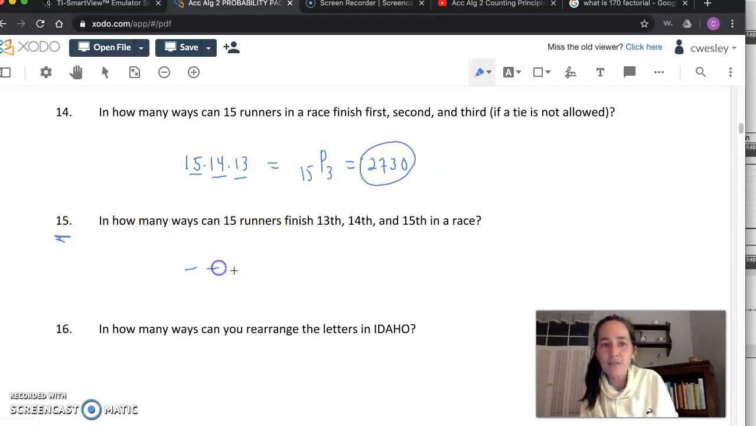I would argue that the next one is the same exact question, right? If you're choosing slots for first, second, third, isn't that the same as picking the number of people that could finish 13th in a race? Any of the 15 people could finish 13th. Any of the 15 people could finish 14th in a race, and I should put a 14 there because we've used one person. After we've used the second person, you're down to 13. So same idea, 15P3. And you get the same exact answer.